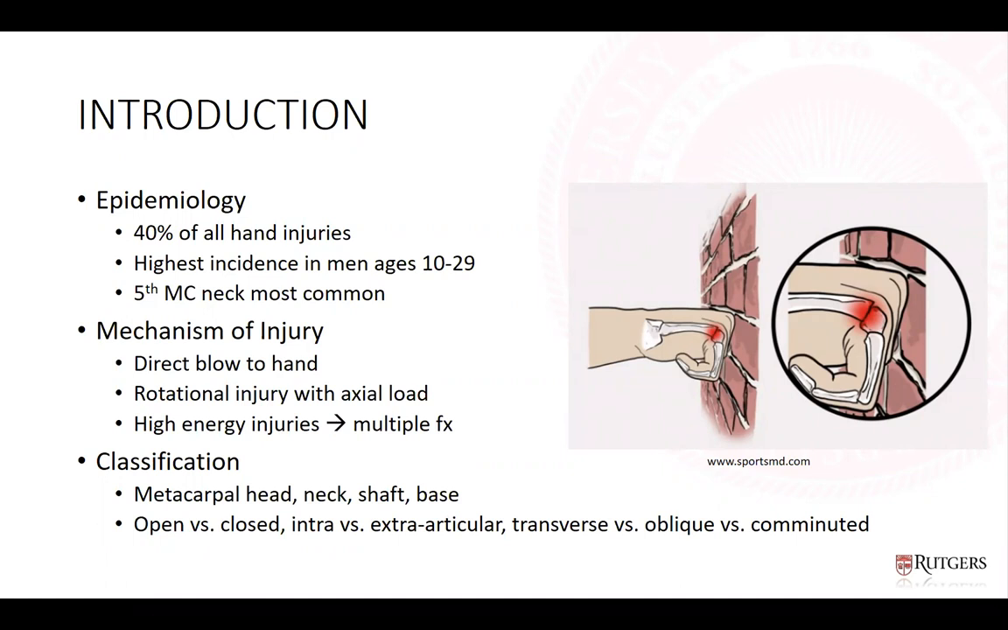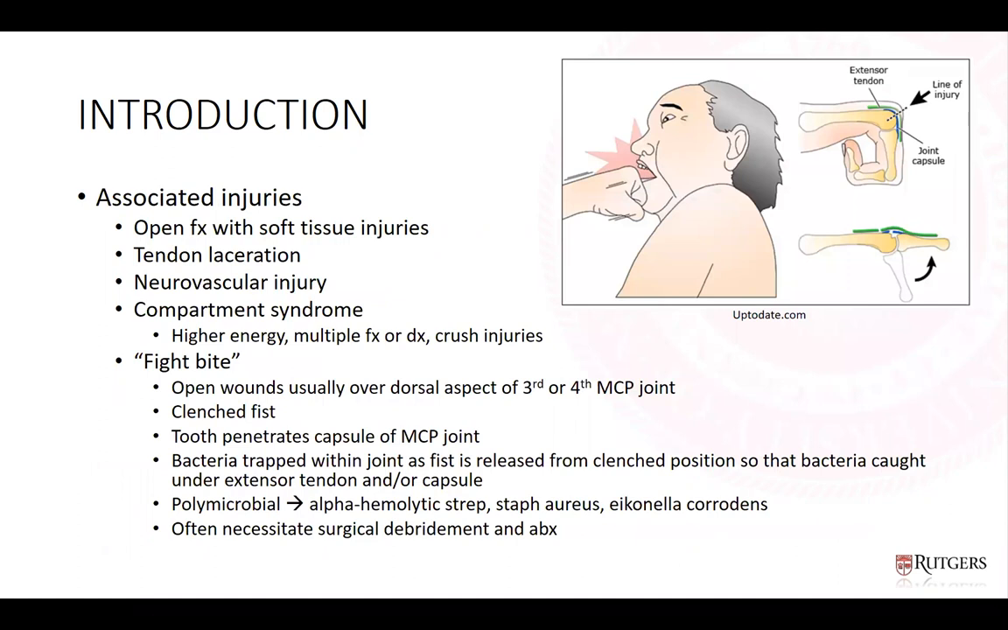Classification, like most fractures, is determined by the location and the type of fracture. You can have metacarpal head, neck, shaft, and base fractures. It can be open versus closed, intra- versus extra-articular, transverse, oblique, or comminuted. Metacarpal fractures can be associated with a number of other injuries. They can be open with or without significant soft tissue injuries. There can be tendon and nerve injuries. With higher energy mechanisms, you have to worry about compartment syndrome, although it's rare.